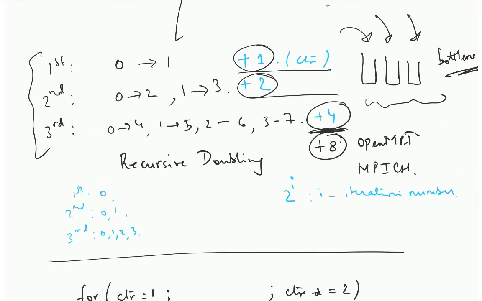So just look at this. Counter is 1, 2, 4, 8 and so on. So when counter is 1, 0 sends to 1. When counter is 2, 0 sends to 2, 1 sends to 3.